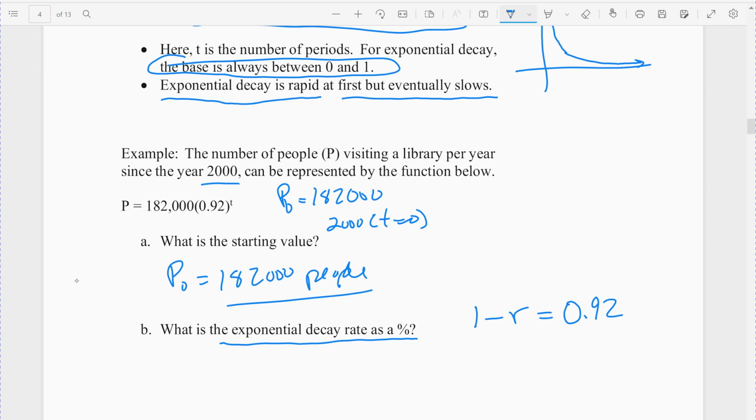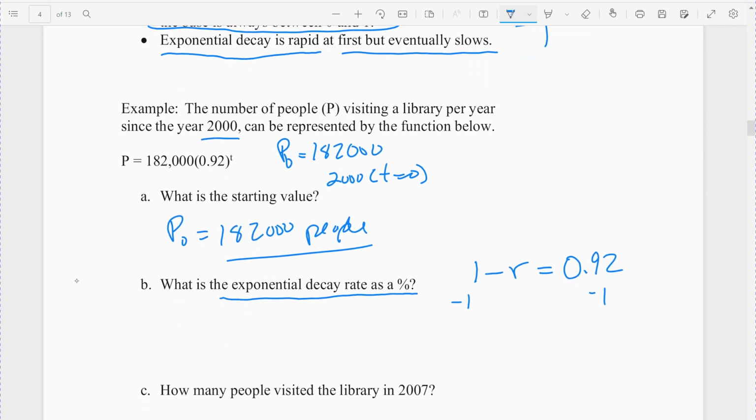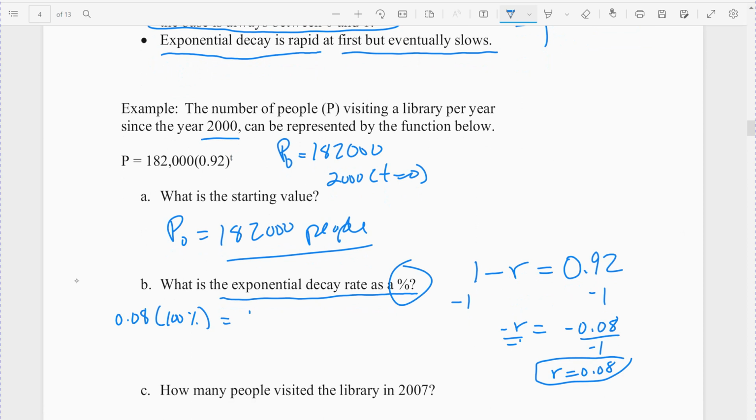So I have to figure out, well, what is r? What percent did I subtract here? You could probably figure that out in your head, but if you're solving it, you would subtract 1, so you get negative r is negative 0.08. Divide by negative 1, and my r is 0.08. That's not the answer. We want it as a percent. So remember, you take the 0.08 times 100%, so it comes out to 8% is my r. So they're losing 8% every year. So 8% fewer people are going to the library.